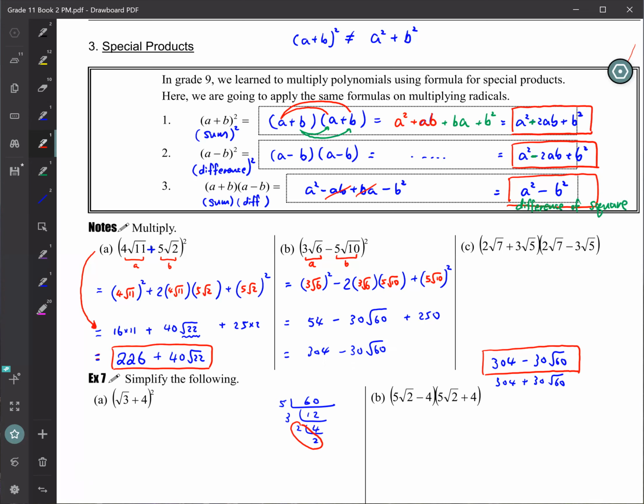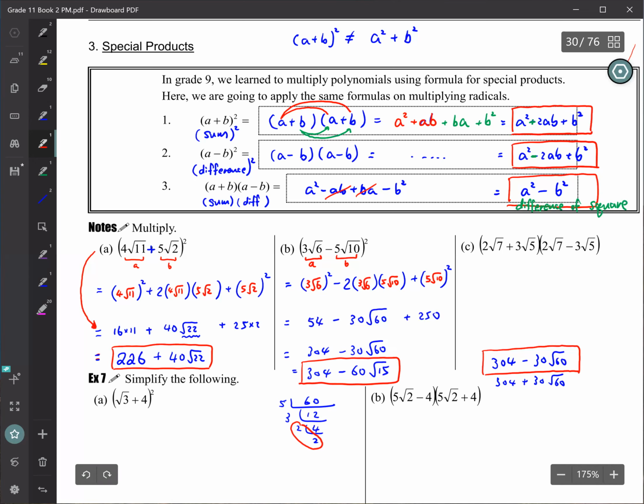So in fact, for this one, it cannot be the final answer yet, right? What you learned last week, you still need to use it here. So 2 goes out, it meets the 30 on the outside. So that makes it 60 with a 15, okay? So final answer should be this one. Don't forget to simplify if possible, okay?